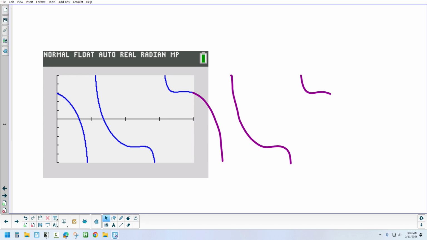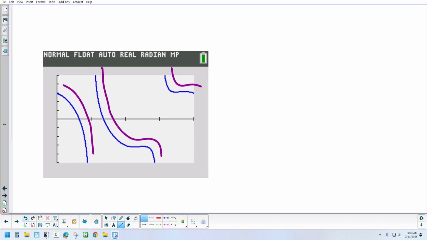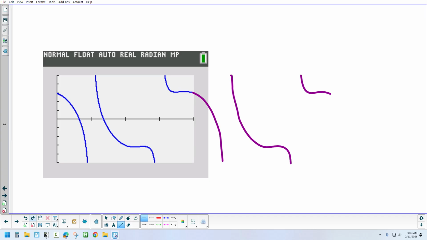So this piece over here could have been connected to this piece over here. If I had found a better window, I could have shown you one cycle by looking at those two pieces. That's what it really is. But because I broke the cycle up, my graph makes it look like it's 3 separate pieces. That's fine. Either way, how many times does it cross the x-axis per cycle?